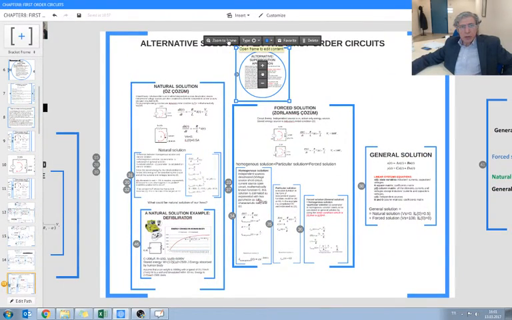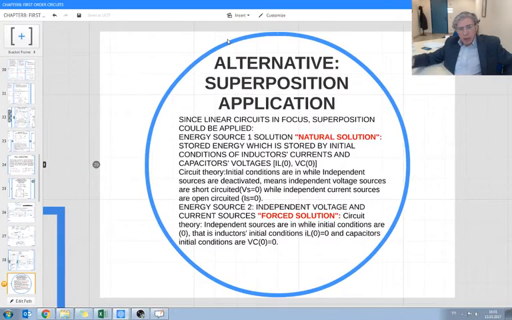We know this superposition. In linear circuits, we said the superposition theorem is true. What it says is, if there is more than one energy source within a circuit, assume that one type of energy source comes from the independent sources. It could be a voltage source or a current source. One of them is this.